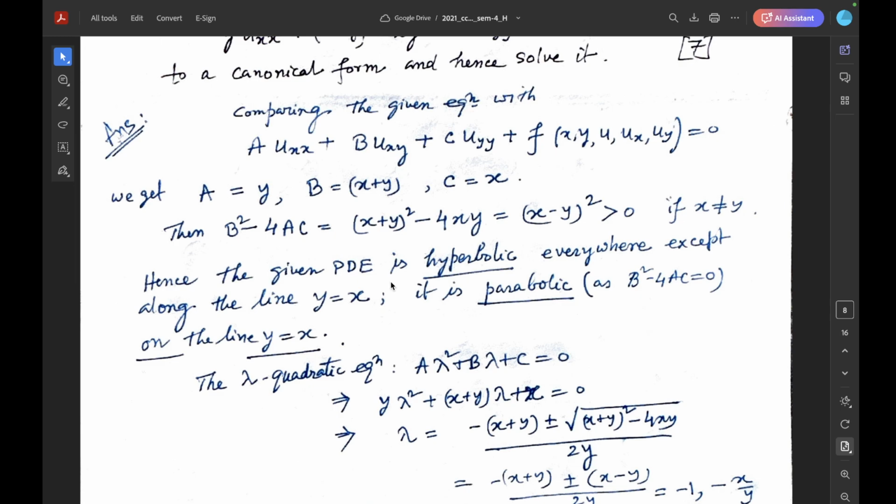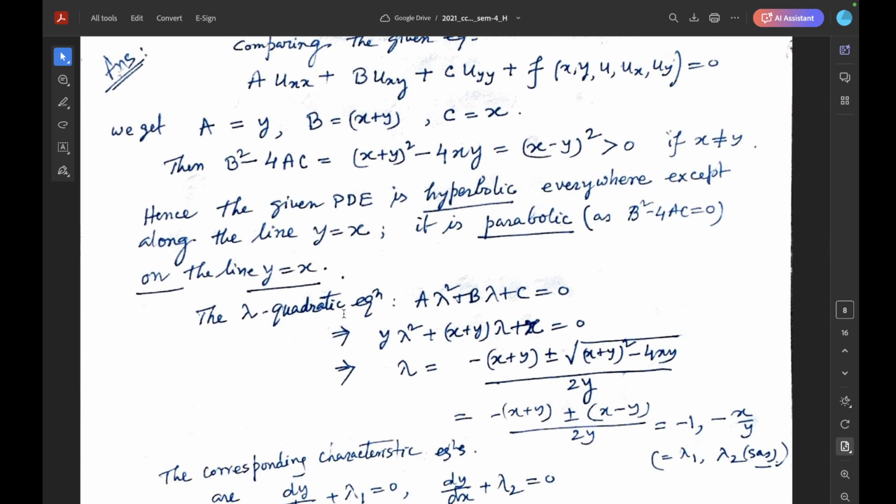Hence the given partial differential equation is hyperbolic everywhere except along the line y equal to x. Because this discriminant is positive, so this is hyperbolic. And it is parabolic when x equal to y, that is on the line y equal to x, as B² - 4AC is equal to 0.